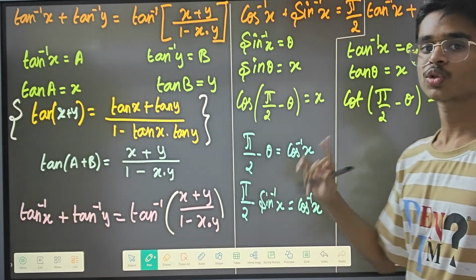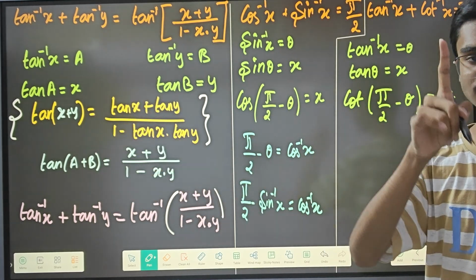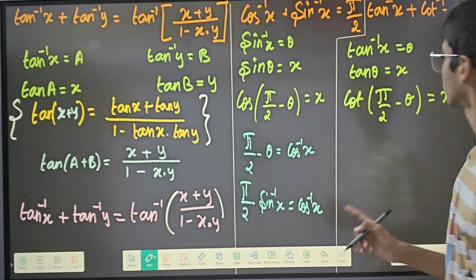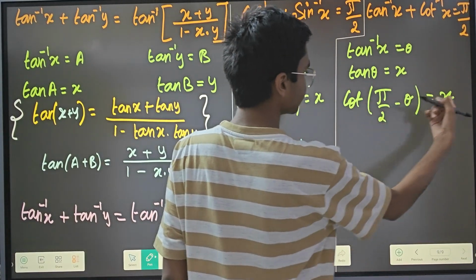If you don't know these conversions, go and visit the previous video about trigonometry I have uploaded. Not inverse trigonometry, but trigonometry. Then this conversion will be crystal clear to you. So cot of pi by 2 minus theta is this one.